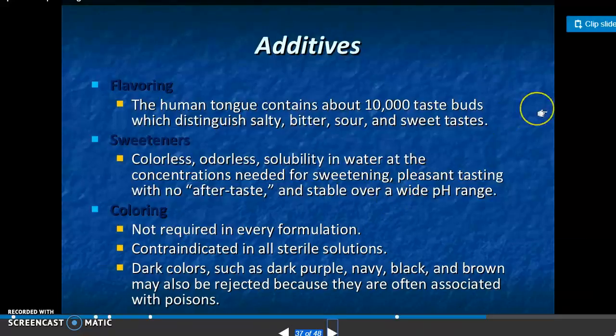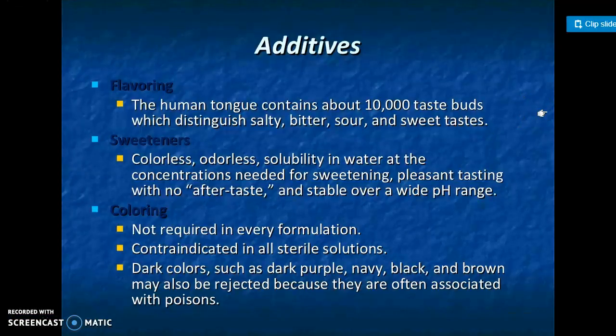All right. As we mentioned, there are many different things that are added to medication. You have flavors, you have sweeteners, you have colors. Basically, sweet is what everyone is going for. You see this in cough medicine. Sweeteners are colorless and odorless, with a particular solubility in water at the concentration needed for sweetening. It allows for a pleasant taste. Some medications have an aftertaste, so to prevent the aftertaste, sweeteners are used.